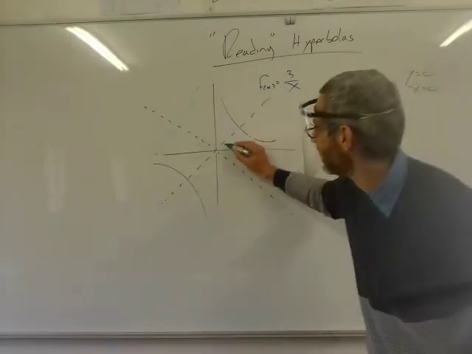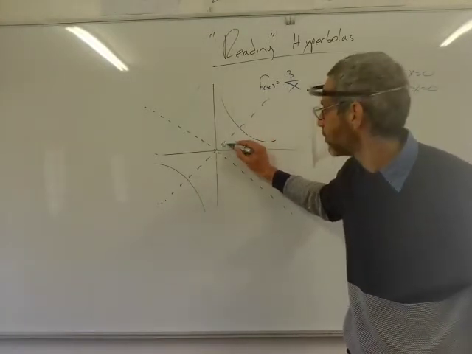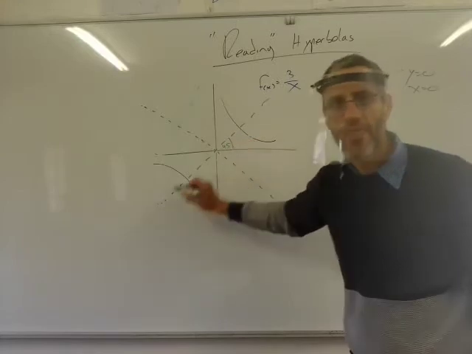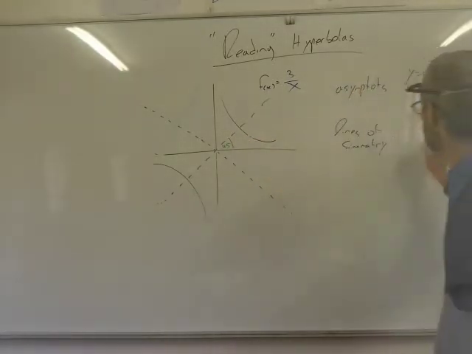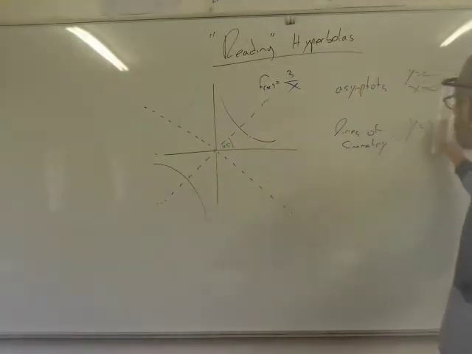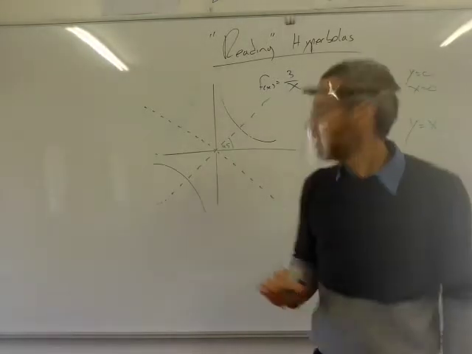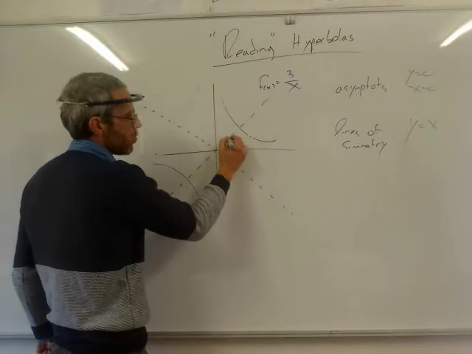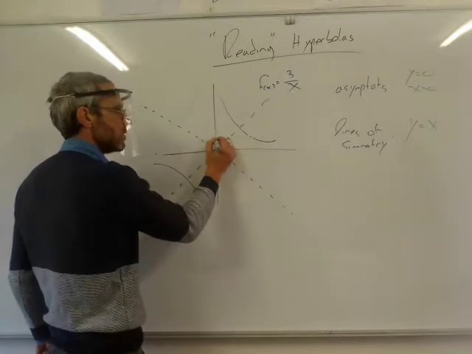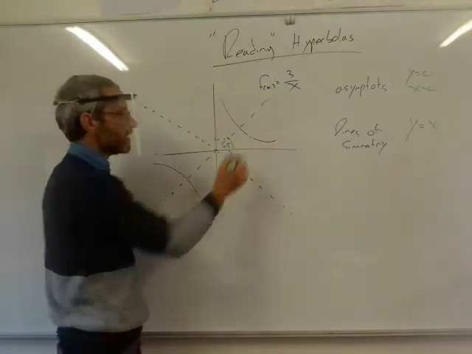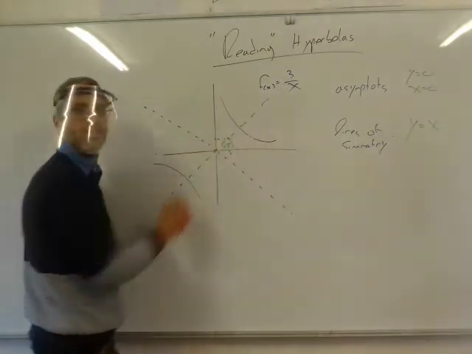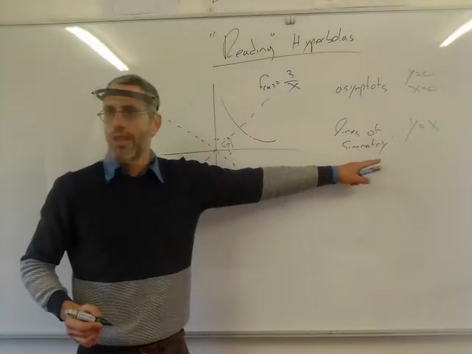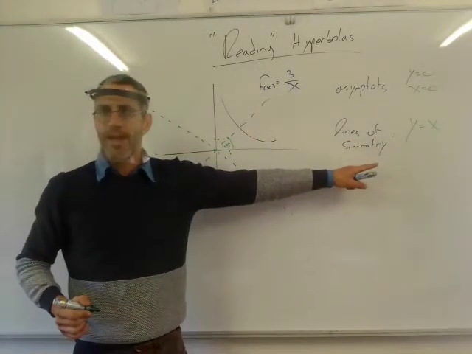What's the angle here? 45 degrees, isn't it? When that line is 45 degrees, that line is y equals x. Because when x is 0, y is 0. When x is 1, y will be 1. When x is 2, y will be 2. So that's the line y equals x. We okay with that, guys?